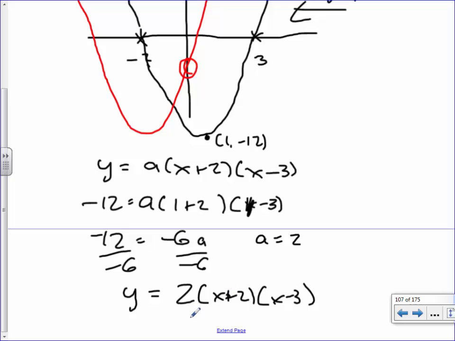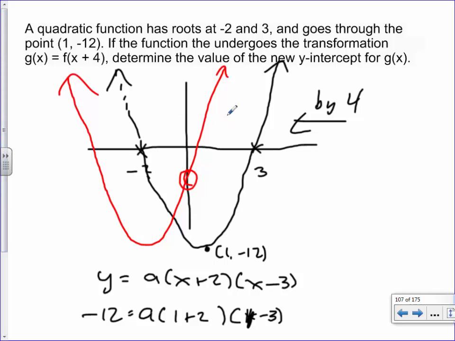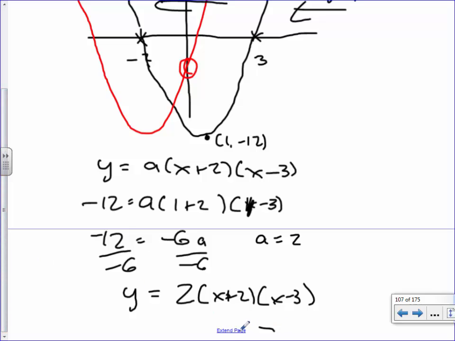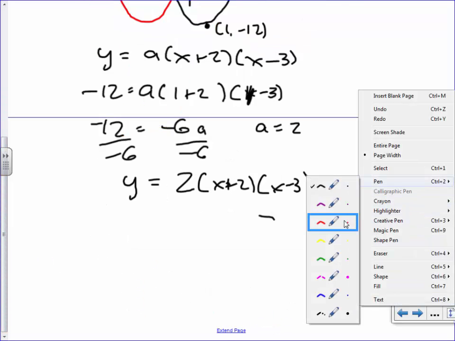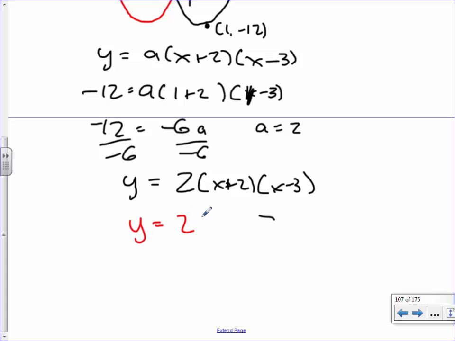This is now the equation of the black graph. How do the black graph and the red graph compare to each other? Well, one of them is 4 units that way, right? And this notation right here basically meant take all of your x's and add 4 to them. So to get from the black graph to the red graph, I'm just going to use a new color here. The new red graph means wherever I used to have an x, add 4. So it'll be x plus 2. Well, now it'll be x plus 4 plus 2. And rather than it being x minus 3, it'll be x plus 4 minus 3. Does that make sense? Wherever I used to have an x, I put an x plus 4. Now we have the red graph equation.